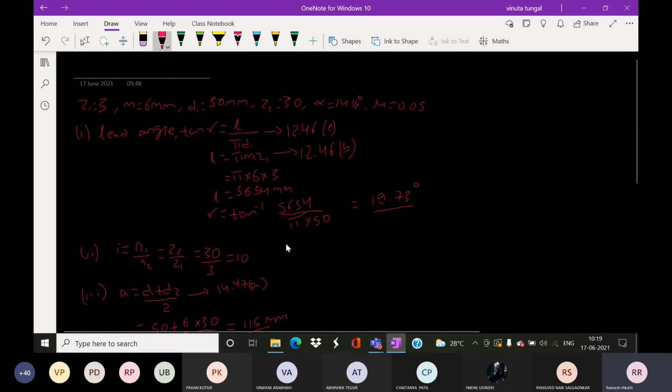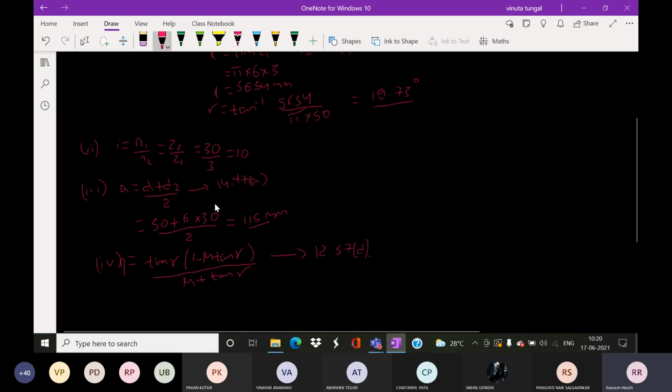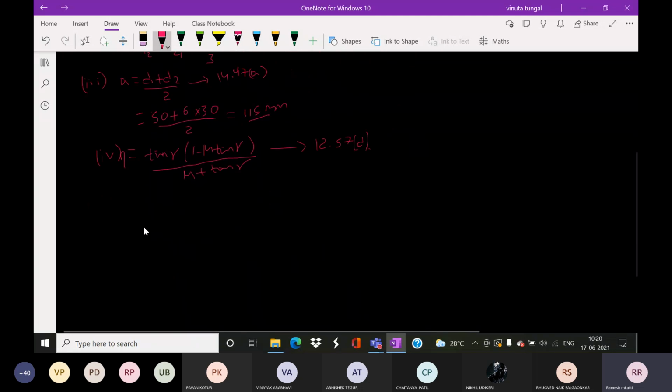The lead angle you calculated is 19.73. Substitute that. Mu is also given, it is 0.05. Substitute that. From that you are going to get the efficiency. How much is the efficiency? It is 86.22. Therefore, efficiency is 86.22%. If this problem is asked, it will be asked for 5 marks.